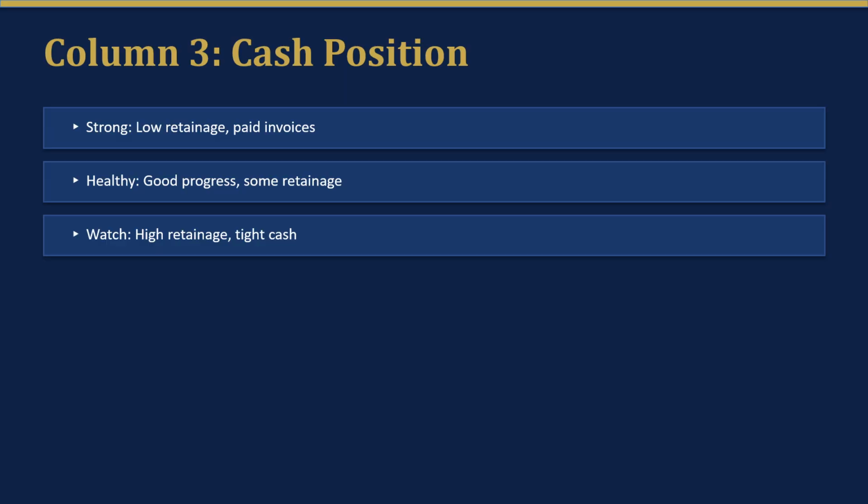Next, column 3, cash position. What it shows: can you actually pay for next month? Cash position is a simple 3-part status. Strong, retainage is low, you've been.